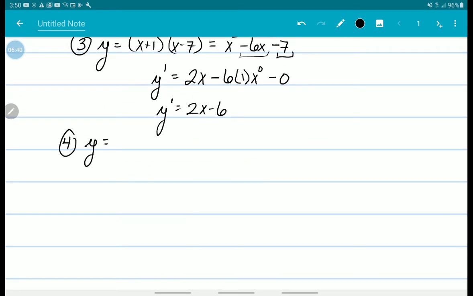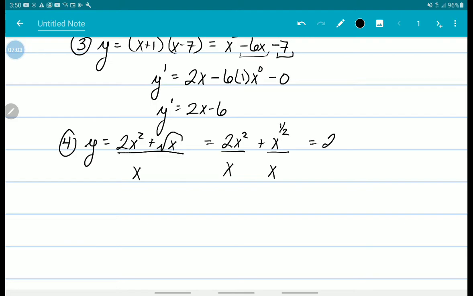So now we have y is equal to, let's do 2x squared plus the square root of x all over x. So you're going to have to rewrite this one as well. So here's what I see. I can split the numerator here and then simplify each of the terms. x over the square root of x is the same as x to the 1/2. So I'm going to have a 2x plus x to the -1/2.